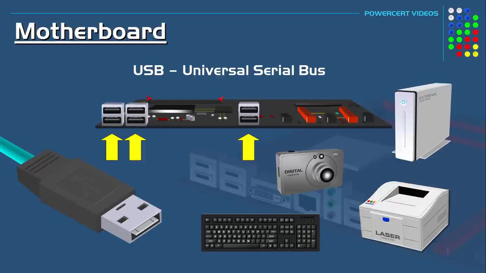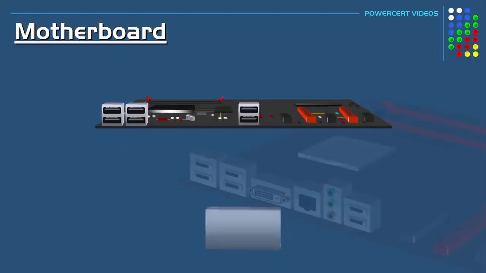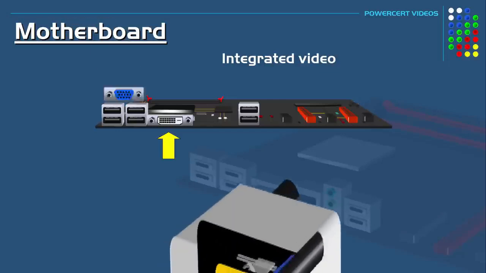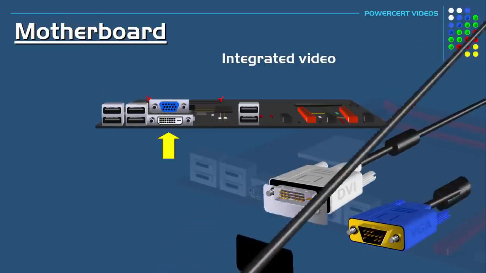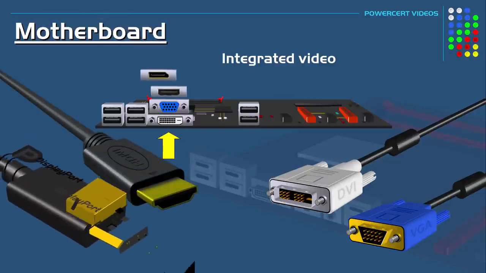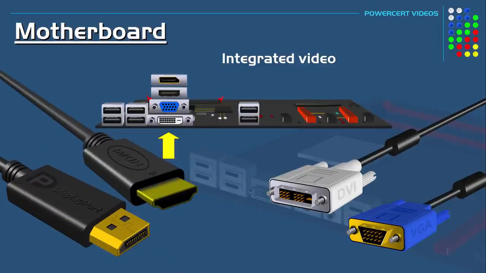Now, the majority of USB ports are mounted in the rear input-output panel, and some are located on the surface of the motherboard. Some motherboards will also have a built-in video adapter, and this is known as integrated video, because the video adapter and the motherboard are essentially one unit. Older motherboards will have either a DVI or VGA port, while modern motherboards will have an HDMI port or a display port.